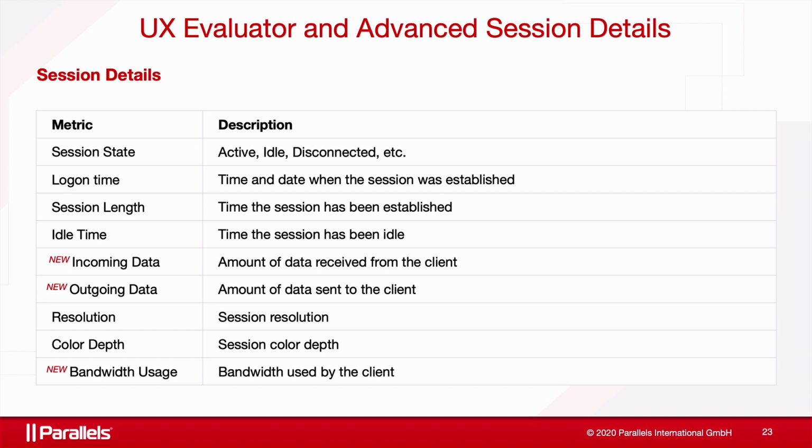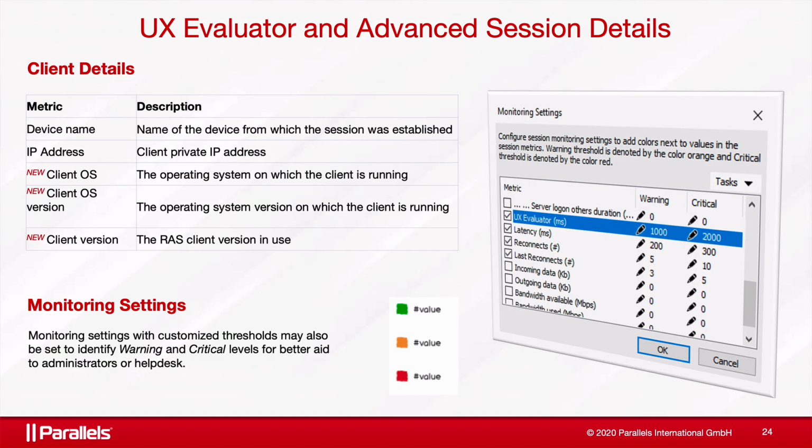In session details, there are a few new metrics related to incoming and outgoing data, and of course, bandwidth usage. And all of these options are now defined in the monitoring settings, where you can have, for example, thresholds customized through the RAS console and the RAS web administration console. And you can set what the orange or yellow or even red levels are to get notifications and visual cues when issues start to happen.